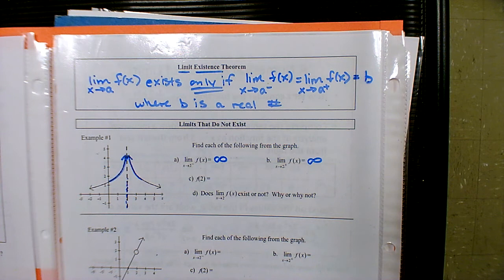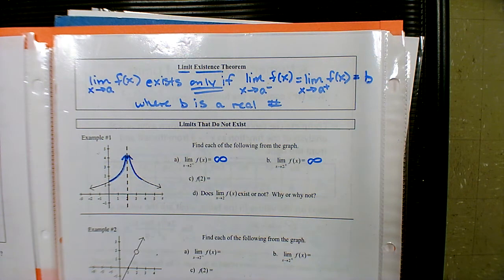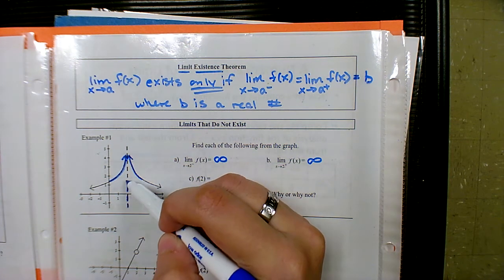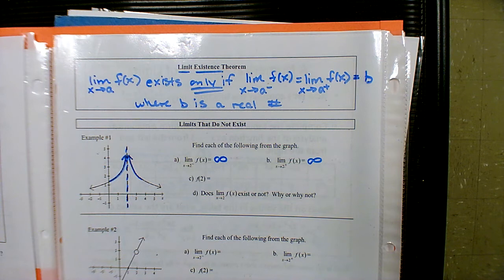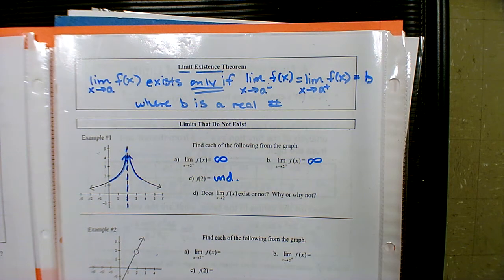f of 2. What's that notation telling you to do? Plug it in. So if you were to physically plug in the number 2 into your graph, what y value or height would you get out? What would you get based off that graph? Undefined, because you have an asymptote. Perfect. So notice how the limit is a little bit different than a point. A point is if you plug in that number, what number do you get out? Whereas a limit is what are you approaching? What are you getting closer to?